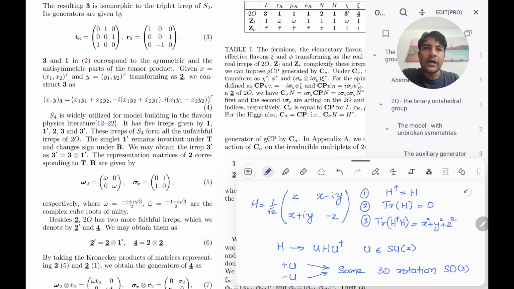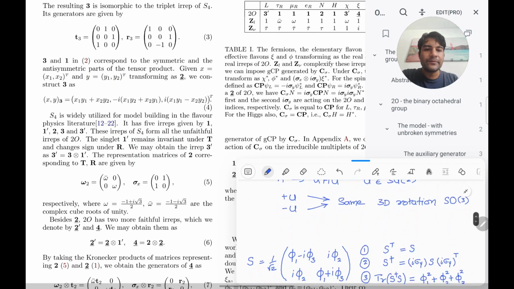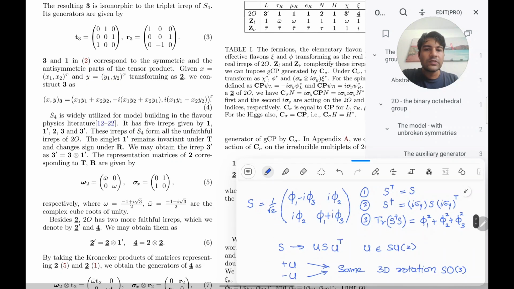Now I will tell you how the binary octahedral group is relevant in constructing the neutrino models. For that, let me go back to the Hermitian matrix and the action of unitary matrices on it, where I showed that SU2 is a double cover of SO3. Now, this can be shown in a different way. Instead of the Hermitian matrix, you start with a symmetric matrix S.